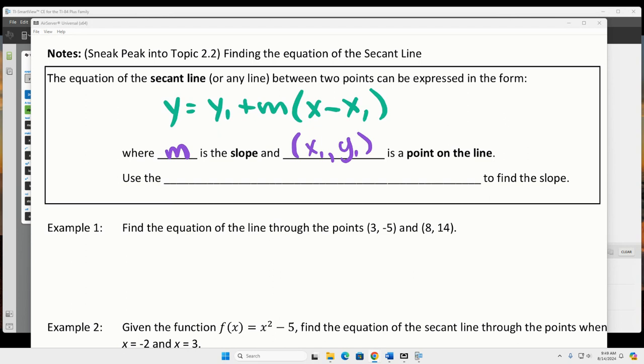All right, and then we're going to use something that we practice a lot in here. We're going to use the average rate of change formula to find the slope, or that same formula I started with at the beginning. The slope formula and the average rate of change formula are the same formula.